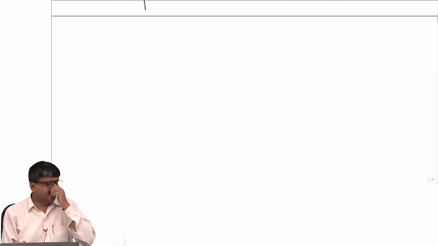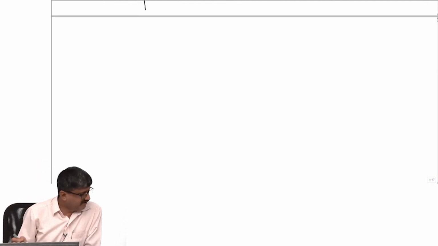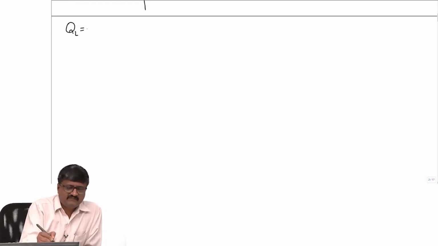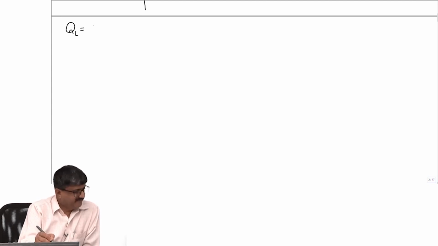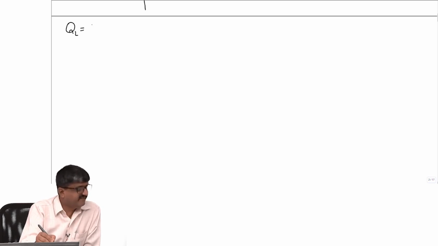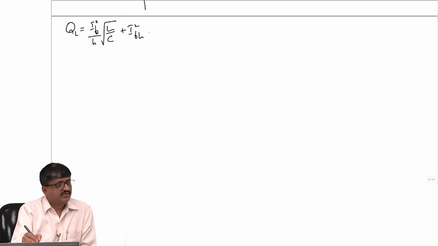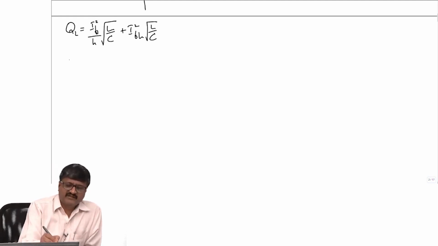So, we said that we have to minimize the cost of the filter, minimum cost filter. So, we got the expression for the reactive power rating of inductor. So, we got QL, the reactive power rating, as, so what was the expression? I got this expression IF1 squared by H under root L by C plus IFH squared into, towards the end of the last class. So, that is the reactive power rating of the inductor.